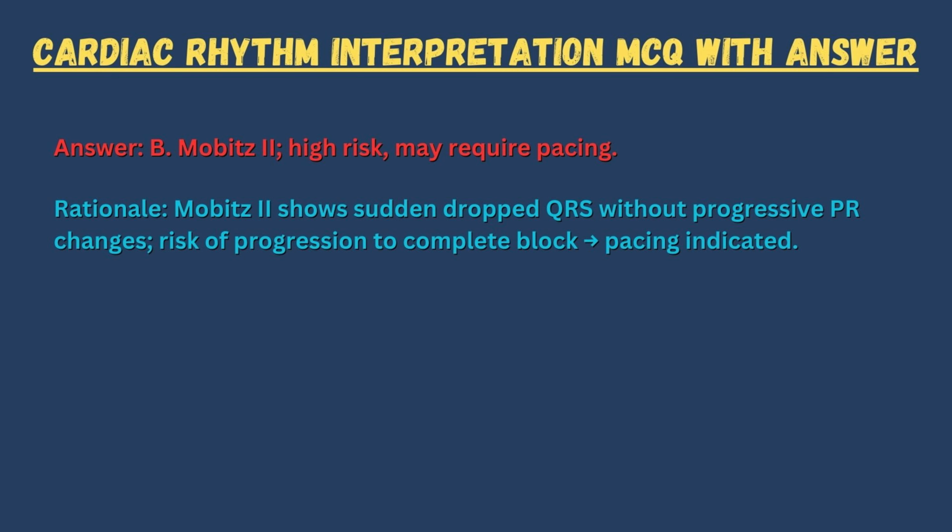Answer. B. Mobitz II, high risk, may require pacing. Rationale. Mobitz II shows sudden dropped QRS without progressive PR changes. Risk of progression to complete block, pacing indicated.